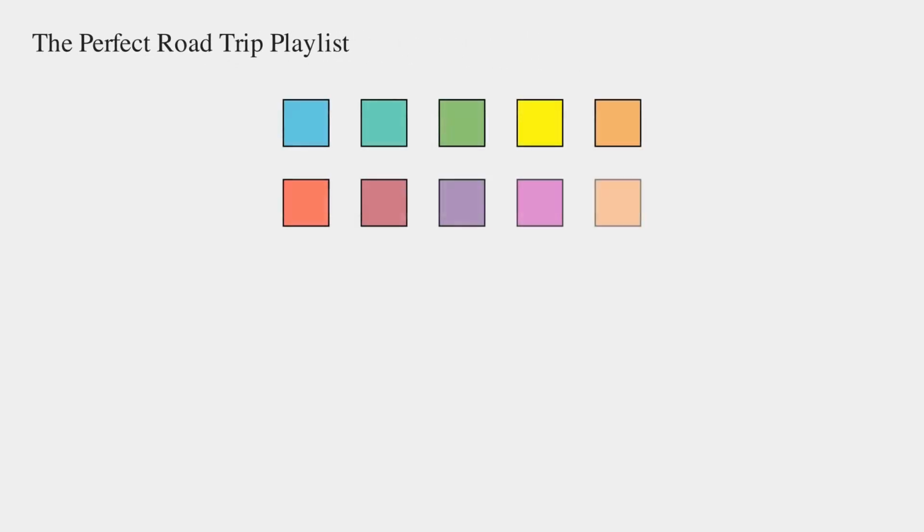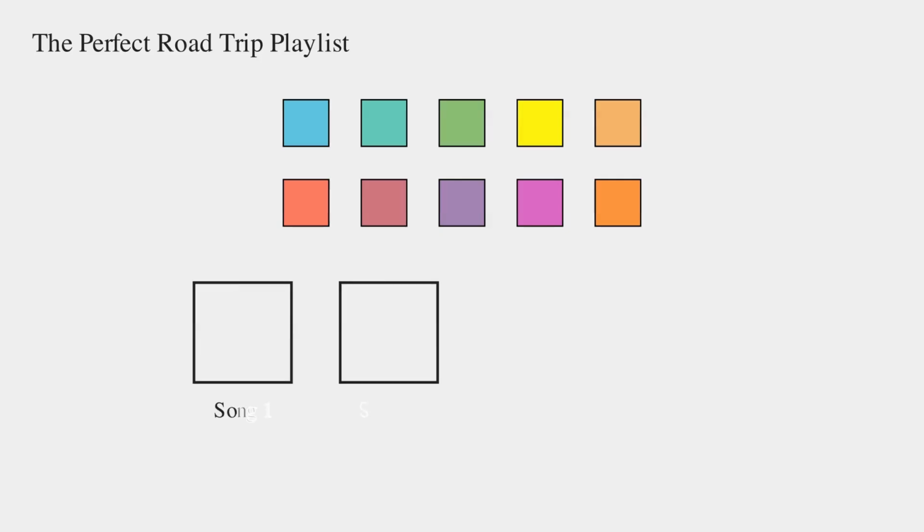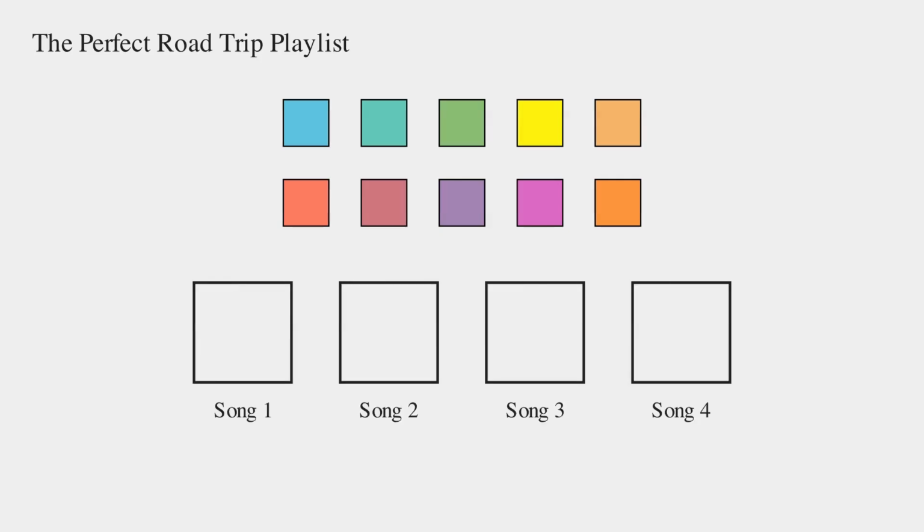You're on a road trip with friends. Now, you've narrowed down your favorite songs to a list of 10, but you only have time to play 4 before you arrive. The order of the songs creates the vibe, so it matters. How many different 4-song ordered playlists can you create from your 10 favorites?